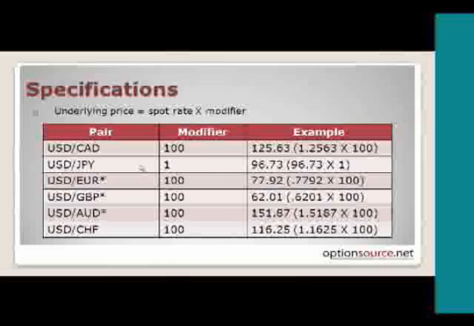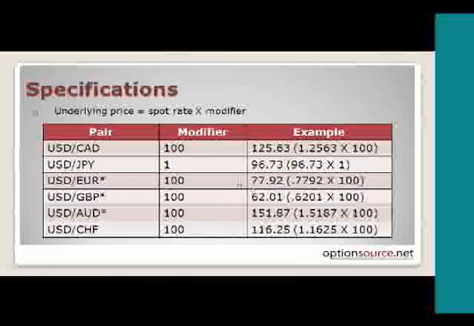As you can see here, the one modifier that was left at 1 was the U.S. dollar versus the Japanese yen, because generally it trades in the 100 range. So at this point, what you can see is that the ISE FX option pair value YUK would be charted at 96.73, and in the spot market it would be 96.73.